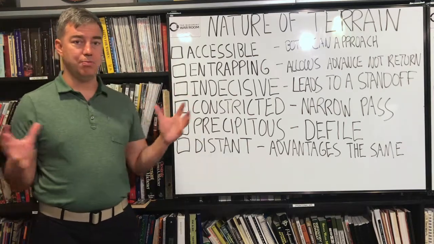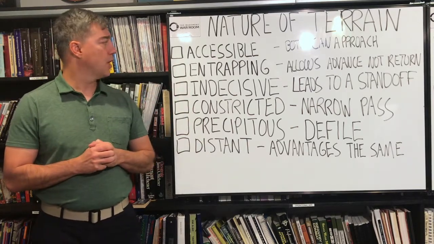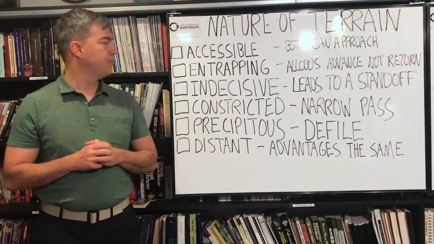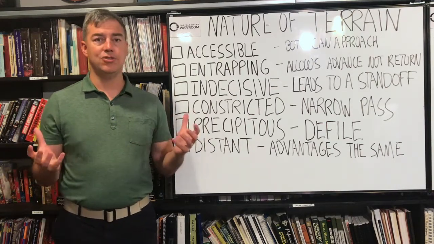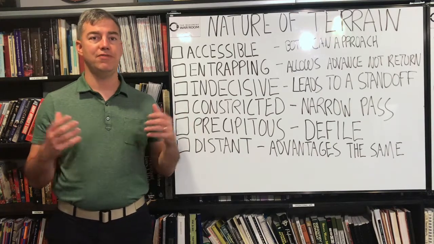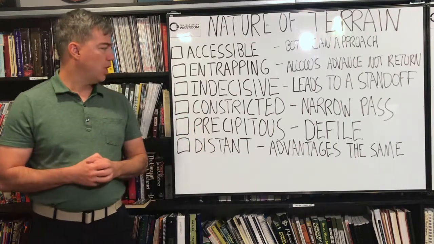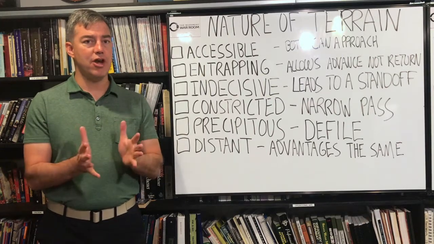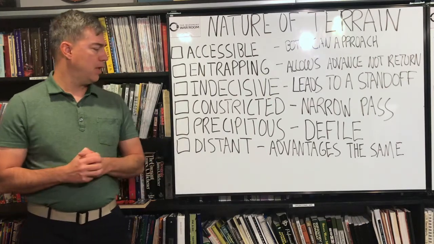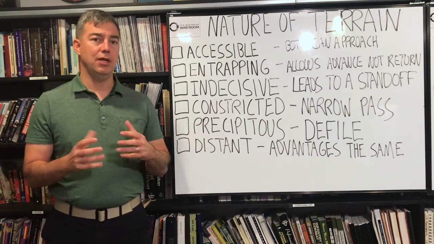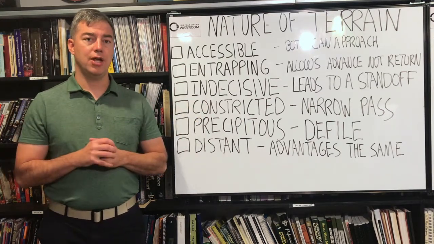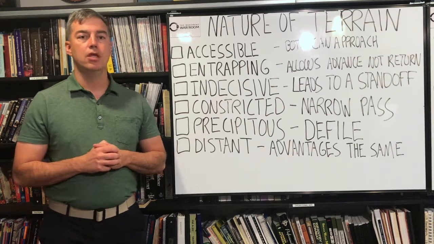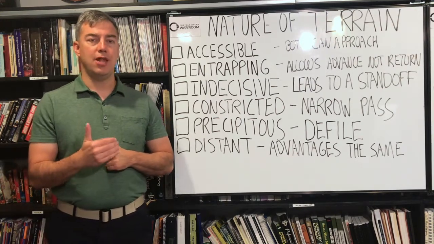So accessible is both sides can approach the terrain. Entrapping is you can easily go into it, but it's very difficult to come out. Indecisive is it leads to a standoff or gives the same disadvantages to both sides. Constricted, a narrow pass. Precipitous is an even narrower pass, a defile. And distant can literally mean, hey, we're distant from the terrain, but also means it confers the same advantages to both sides. So that's chapter 10, the nature of terrain.